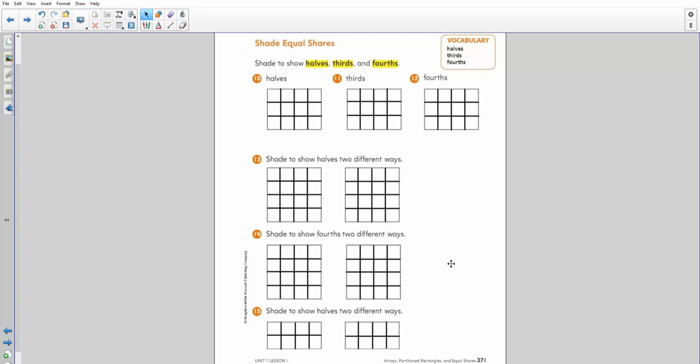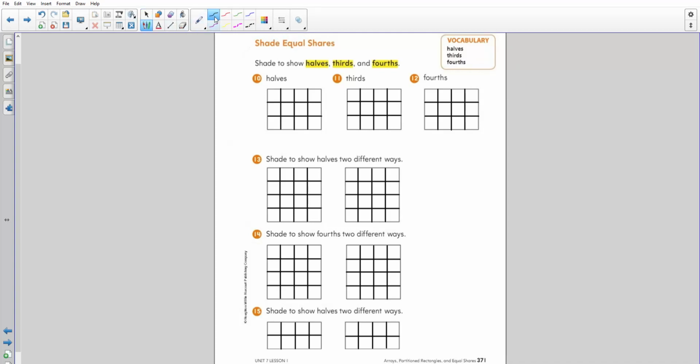Hey, welcome back. All right, we're going to do some shading. I'll tell you what, it doesn't have to be pencil. If you want to use a crayon or colored pencil, you go for it. I'm going to say no markers because as you already know from all year long, the paper in your math book, markers bleed through and it just doesn't work real well.